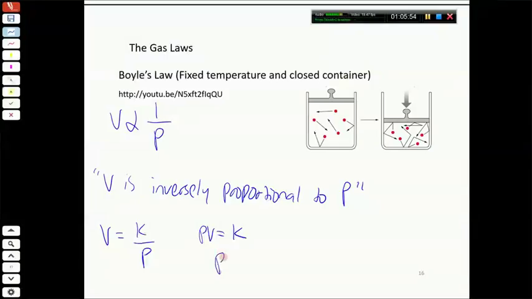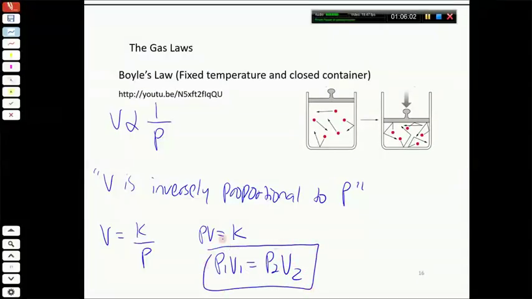So P1V1 is equal to some constant. That's going to be equal to then P2V2. So this is another way to state Boyle's law as an equation. P1V1 equals P2V2. So if we have a sample of gas at some pressure and some volume, if we change the pressure or the volume, the system is going to respond in such a way that we can calculate using this relatively simple equation. So this is referred to as Boyle's law. It's the relationship between volume and pressure.